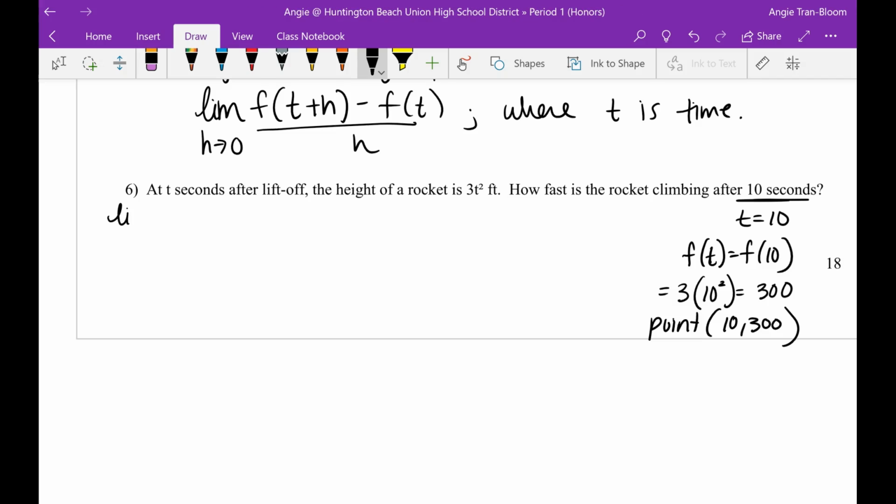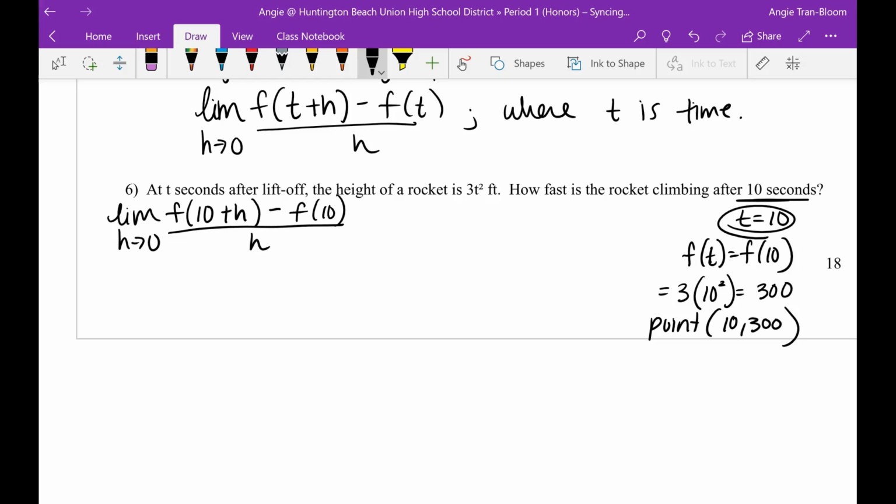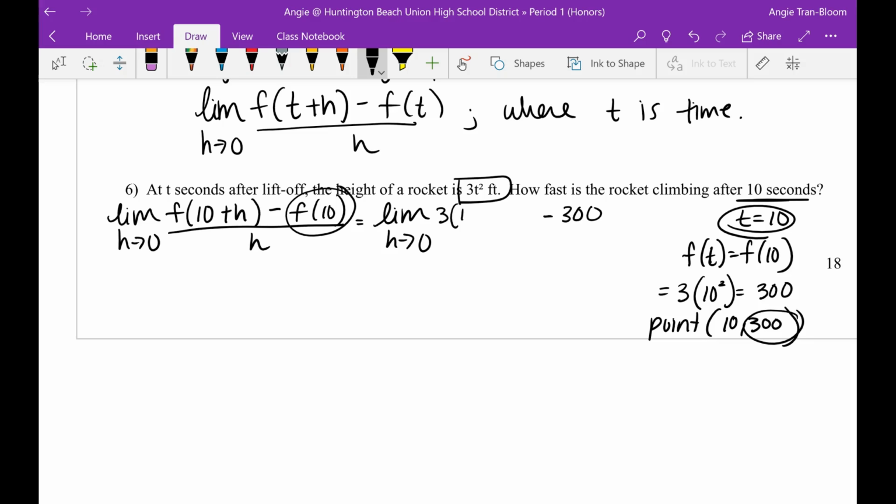So our formula is the limit as h approaches 0 of f of, okay? T is now time, so I can plug in 10 plus h minus f of 10 all over h. You can plug in t after or before, but in this case, I'm just going to plug in before. So limit as h approaches 0, f of 10 is 300. So I'm going to write 300 over here, okay? 10 plus h, this one I do need to do a little bit more work. I have to plug it in here. So that's going to go 3 times 10 plus h squared all over h.